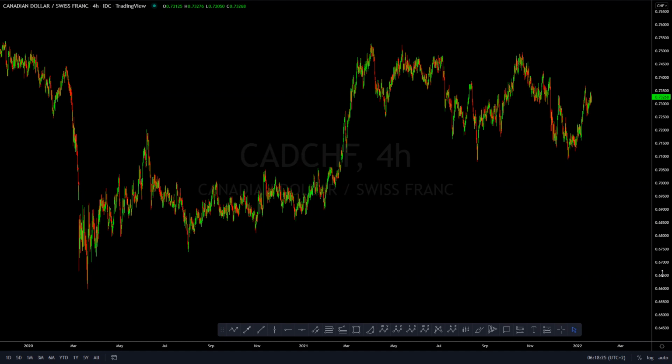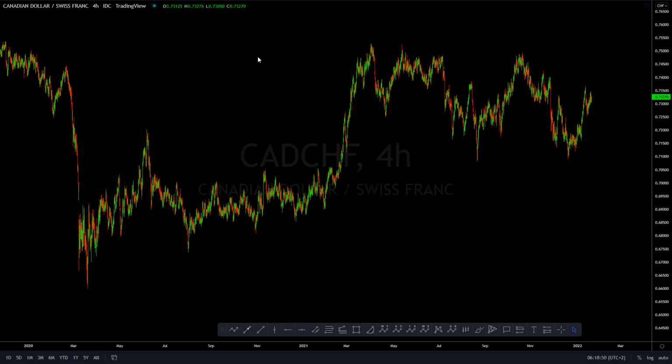As you can see on the screen, I've got the 4-hourly time frame chart and we want to take a look at the possibility of more upside when one looks at these structures to the upside from the lows of March 2020.